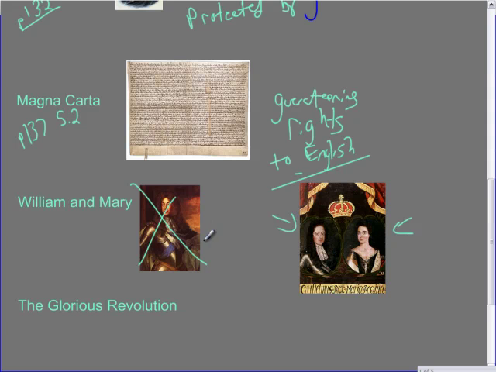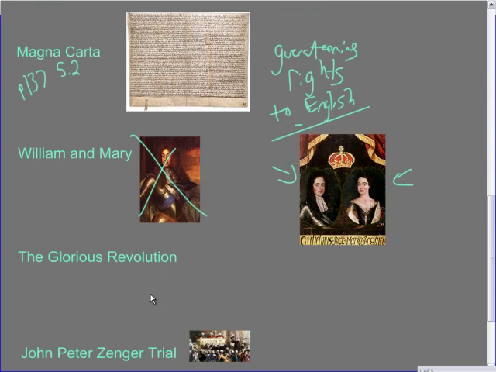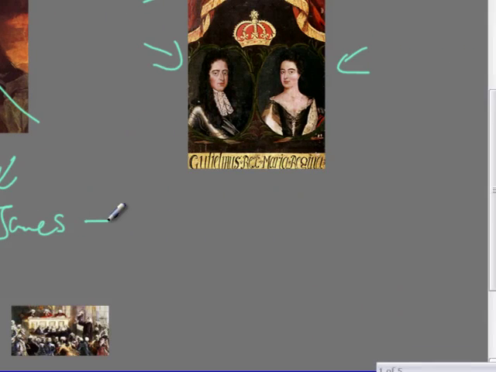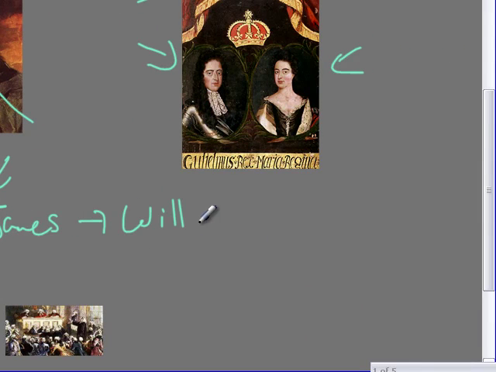So William and Mary become king and queen. They kick James out because he doesn't have any support and he's going to be killed, so he has to leave. And this change in power is known as the Glorious Revolution. This whole story can be found on page 140, and it's basically the Glorious Revolution. It's the change from James to William and Mary. So the Glorious Revolution is that change in power.